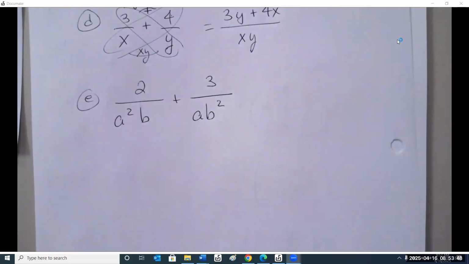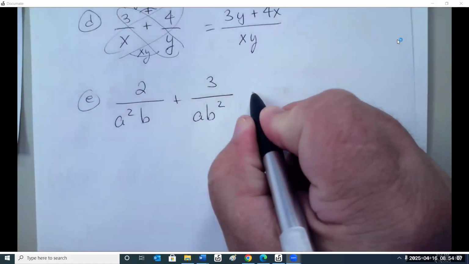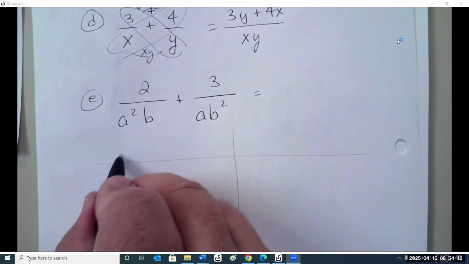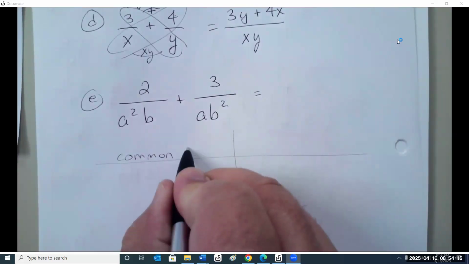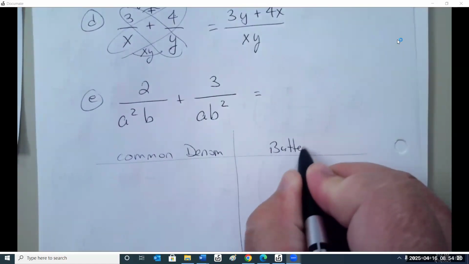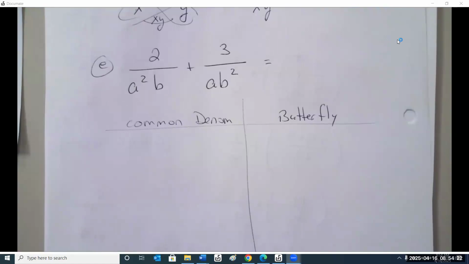Now, with exponents, it's easier if you get a common denominator first. I'll do it both ways for you. So let's say it both ways.